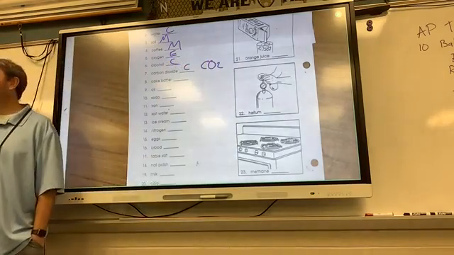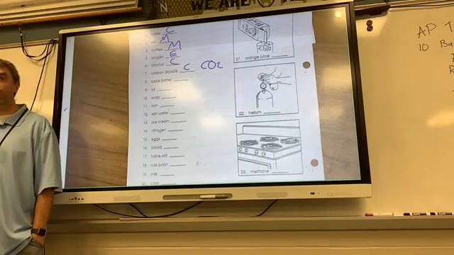Cake batter. Do you like cake batter before you bake it? Yeah. Is cake batter or cookie dough better raw?